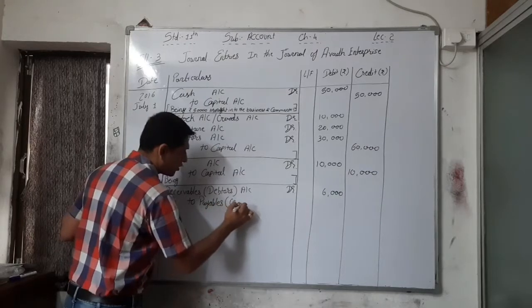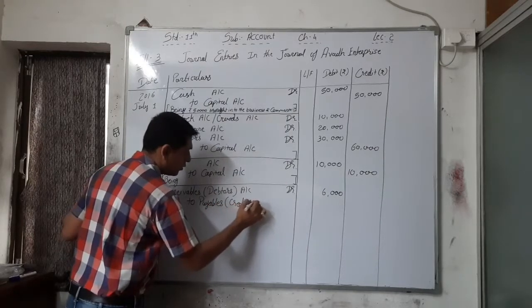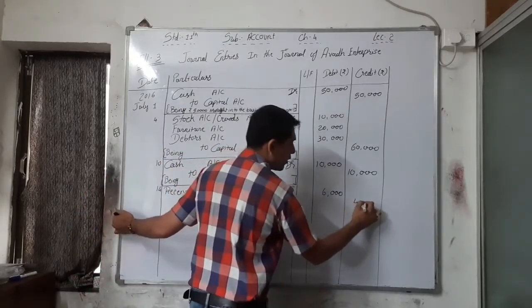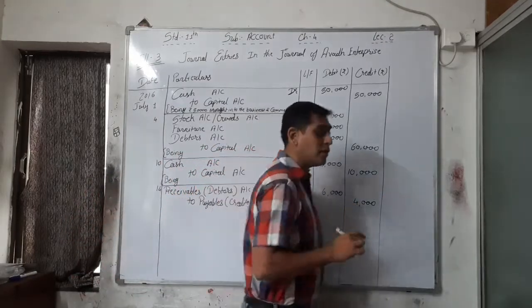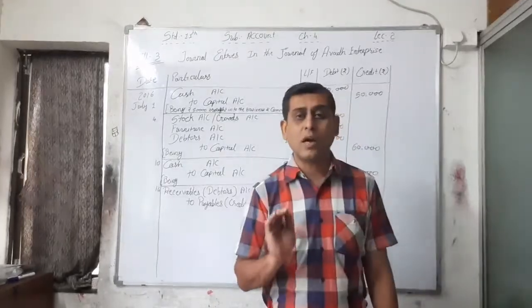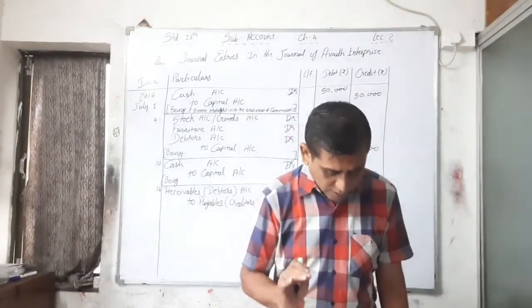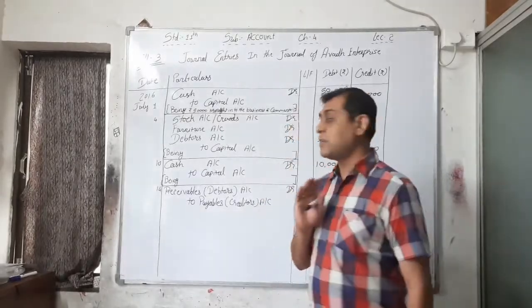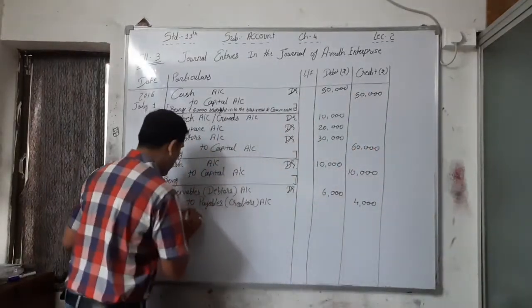that is creditors account, 4,000, and now the difference is your capital account. What is the difference? See here, 2,000 rupees is the difference, and that is credited to capital account.